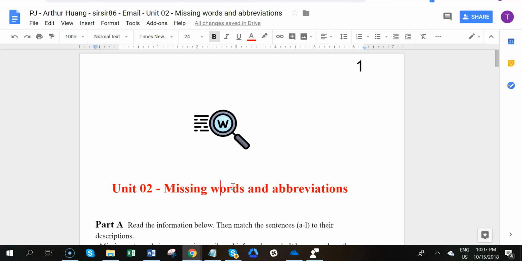This lesson also talks about informal and formal, and later we are going to rephrase it in formal form.